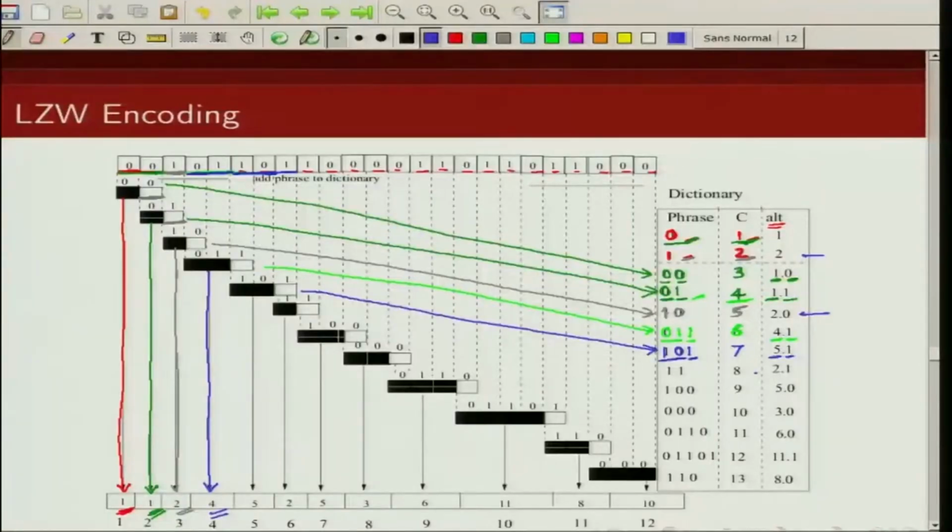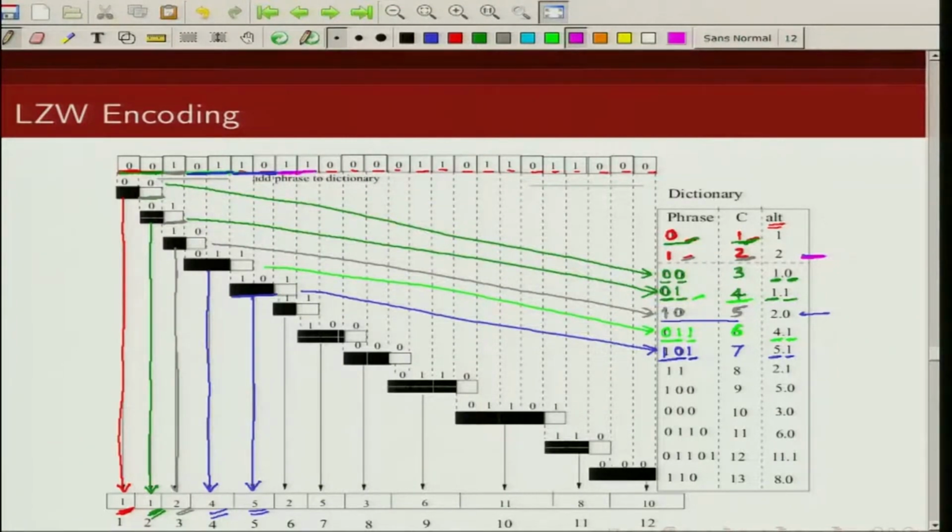So 1 0 1 I have put in the dictionary, and now I am going to encode 1 0. So what is 1 0? 1 0 corresponds to 5. So then this will correspond to 5. Okay. Next, start encoding 1. Is 1 in the dictionary? Yes, 1 is here.